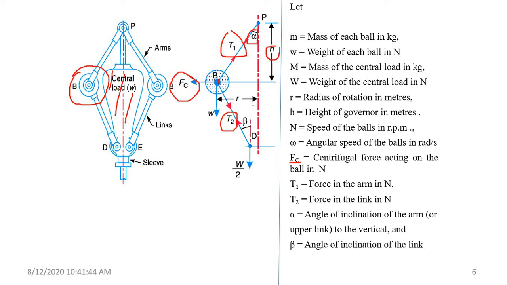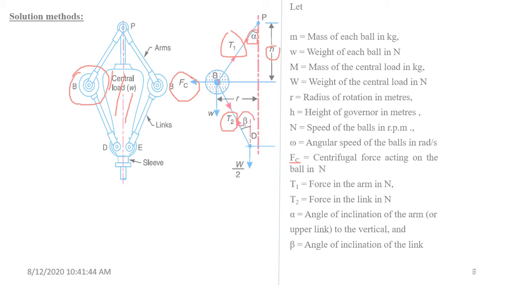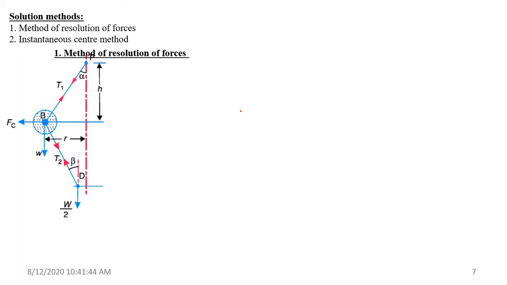Similarly, beta is the angle of inclination between the lower arm and the spindle axis, which is beta. These are all the methods. One is the method of resolution of forces. Number two is the instantaneous center method. First, the method of resolution of forces.